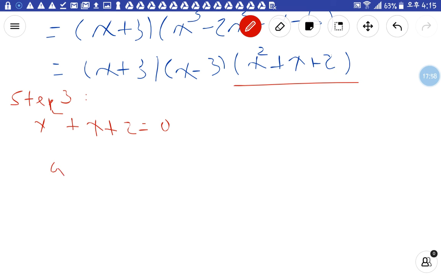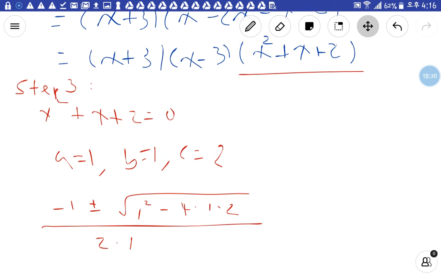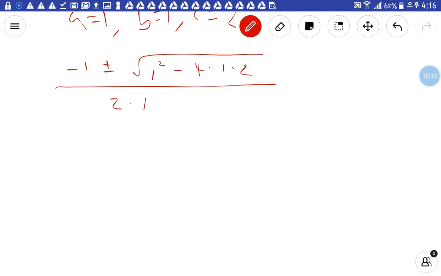Alright, so my A is 1, my B is 1, my C is 2. Applying to the quadratic formula, what is it? Negative B plus or minus square root of B squared minus 4 times A times C, all over 2A. Now, you're going to simplify after. What is it? Negative 1 plus or minus square root of 1 minus 8, over 2.